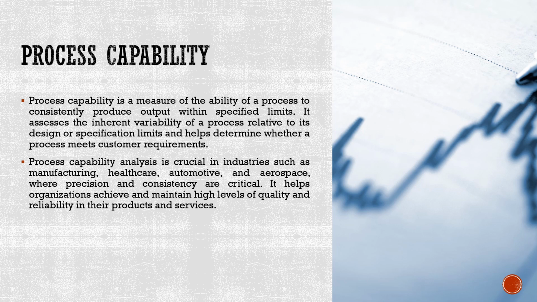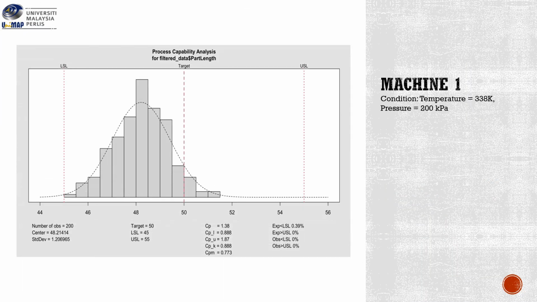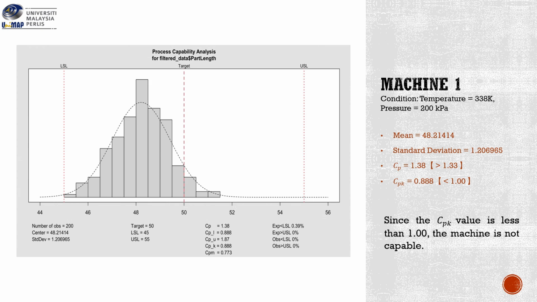By referring to the process capability chart for machine 1, the mean is equal to 48.21414 and the standard deviation is equal to 1.206965. The process capability index Cp value for machine 1 is equal to 1.38, which is greater than 1.33, and the Cpk value is equal to 0.888, which is smaller than 1. Since the Cpk value is less than 1, it shows that the machine is not capable.